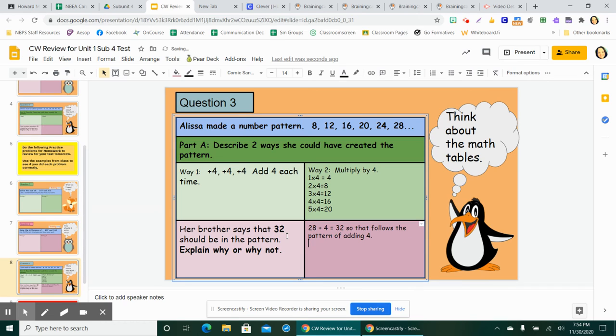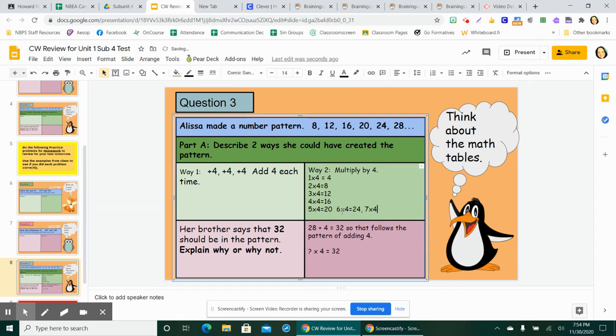Now, if you wanted to think about it in terms of multiplication, it could also be what number times 4 equals 32. And so if I continue this pattern, I might be able to see. So 5 times 4 equals 20. I'm just going to stick it next to it. 6 times 4 equals 24.